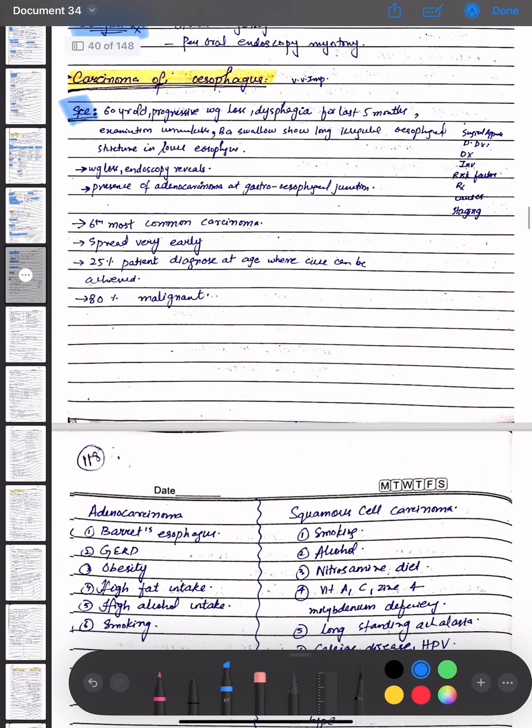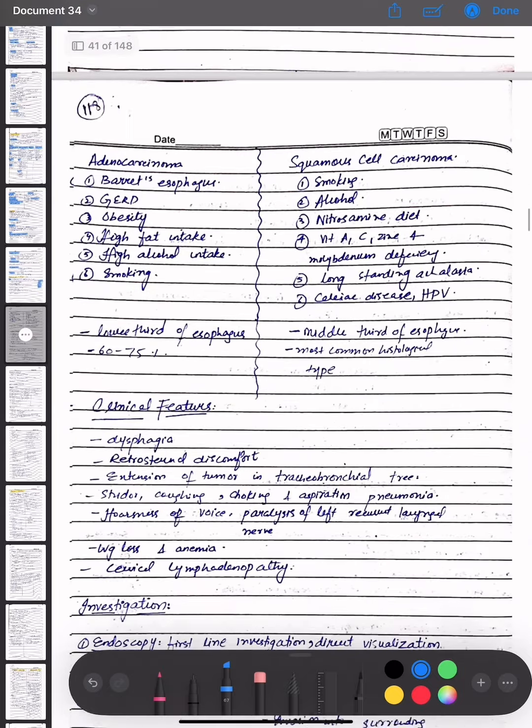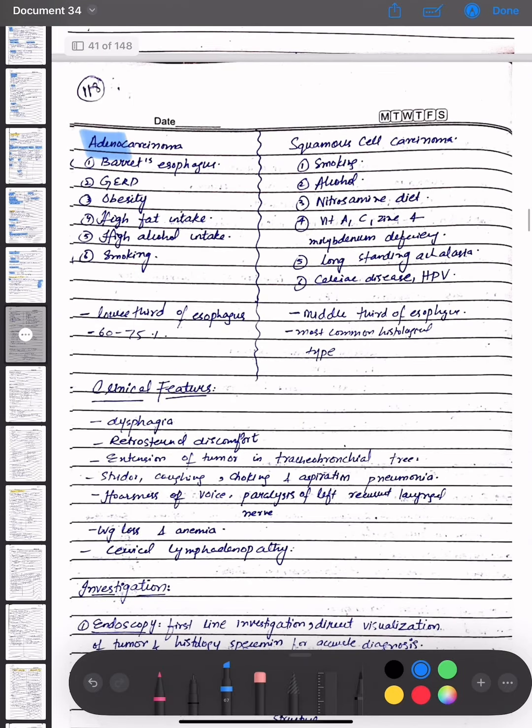Barium swallow shows a long irregular esophageal stricture in the lower esophagus, and endoscopy reveals the presence of adenocarcinoma at the gastroesophageal junction. So what is the surgical approach? The differential diagnosis, the diagnosis and investigation, the risk factors and treatment, the causes and the staging are asked. It is the sixth most common carcinoma. It spreads very early; only 25% of patients are diagnosed at an age where cure can be achieved. 80% is malignant, so we have adenocarcinoma and squamous cell carcinoma.